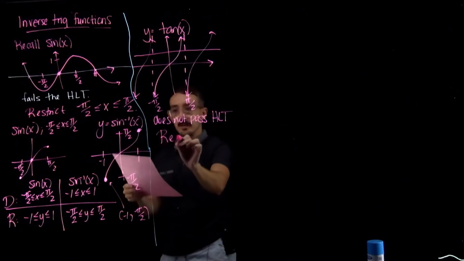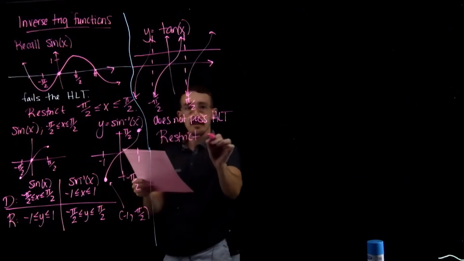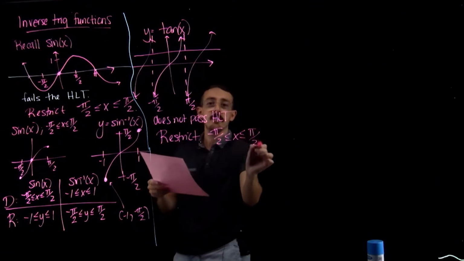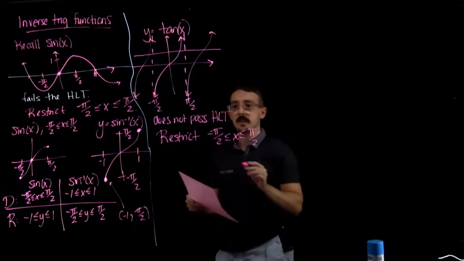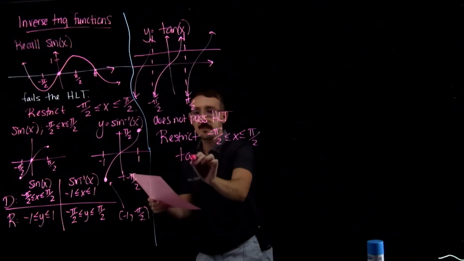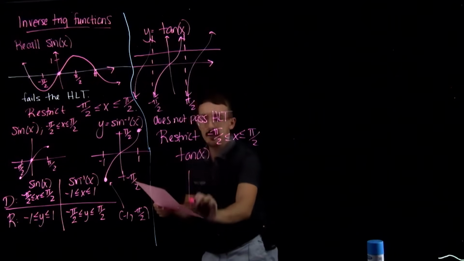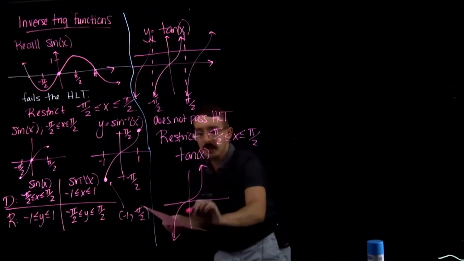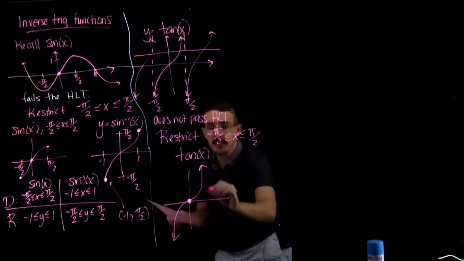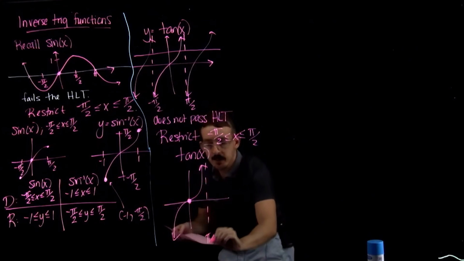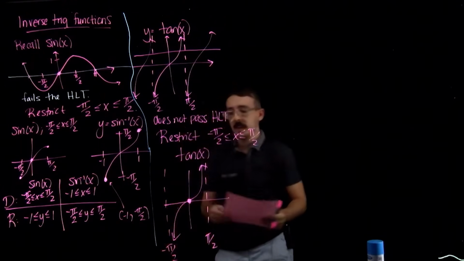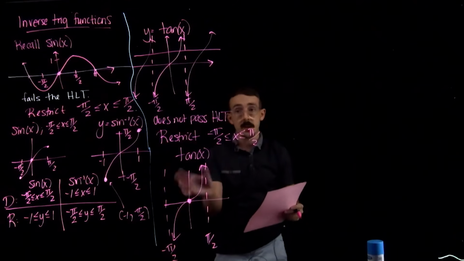So we're going to restrict to the same domain as earlier, negative pi over 2 to pi over 2. And then what you're left with is its restriction that looks like this. It's just that one piece in the middle. Here's the point at 0, 0, and here's the asymptote at pi over 2, and the other one at negative pi over 2. So that's the tangent piece we're going to consider.